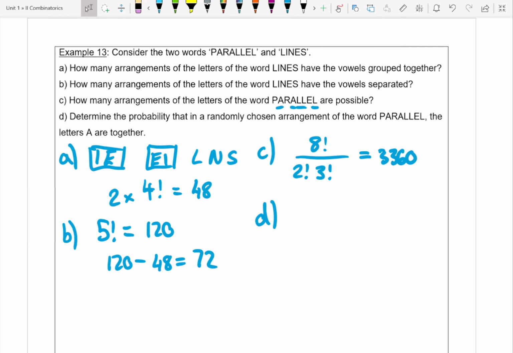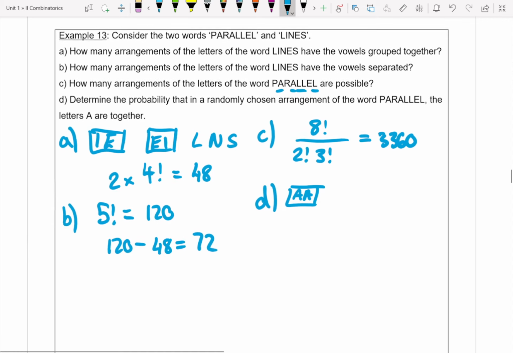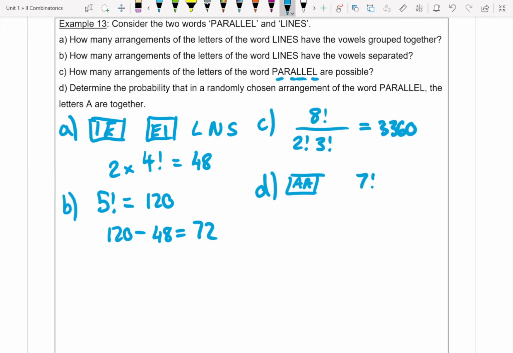So we combine our letters A together, but this time we don't have 2 ways of doing that, right? There are identical letters in that group. So there's no distinct internal rearrangements. So all this is going to be is 7 factorial ways to choose the letters. So remember, we've combined A together. So we've got P, R, L, L, E, L, and then choosing the A's together. So 7 different things. But we still have that repeat of the L's. So we've got to divide that by 3 factorial.